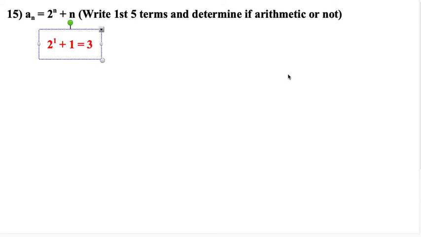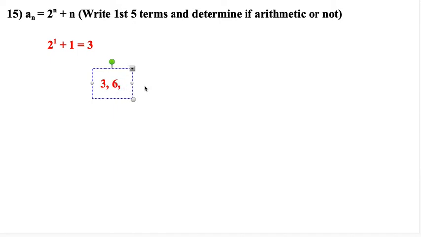I just plugged in 1 for both of the values of n, which then ends up being 2 plus 1, or 3. If you follow this to its logical end, then you end up with 3, and when you plug in 2, you get 6, 2 squared plus 2. Then 11, 2 cubed rather, which is 8 plus 3, which is 11. Then you do 2 to the 4th, which is 16 plus 4, or 20, and then 2 to the 5th, which is 32 plus 5, or 37.